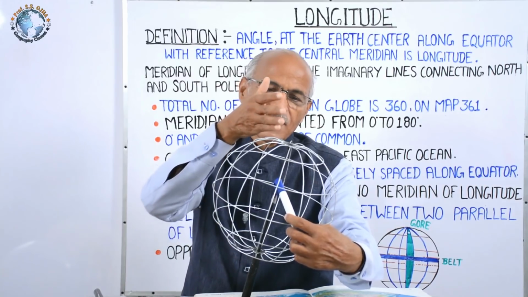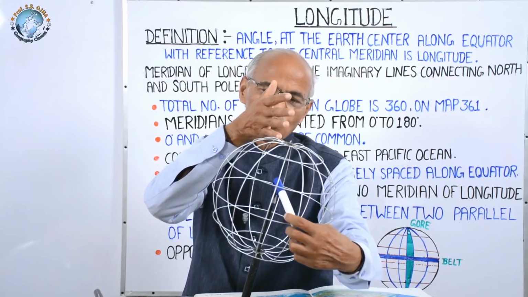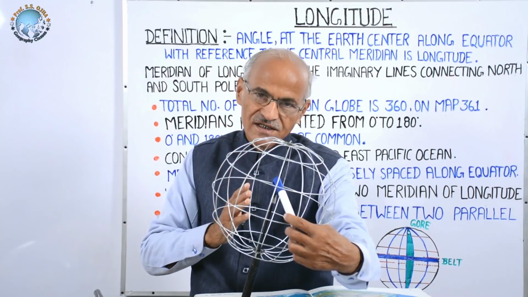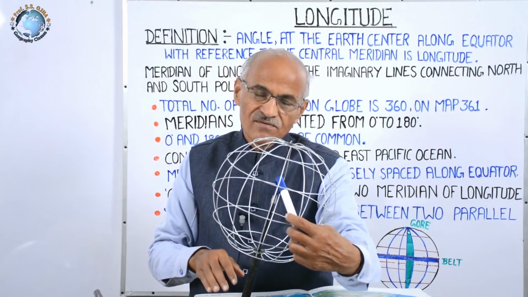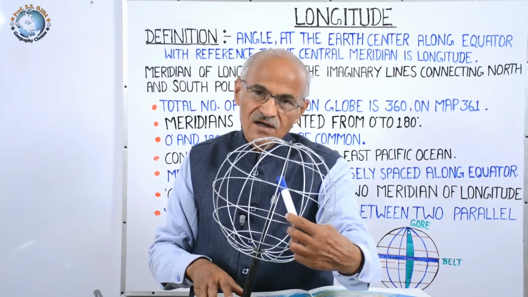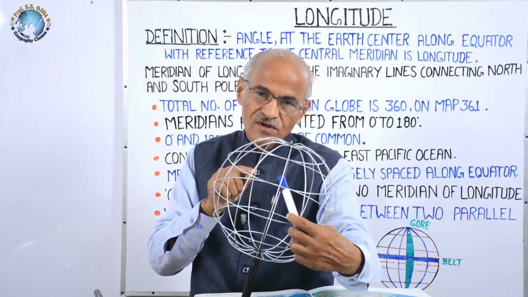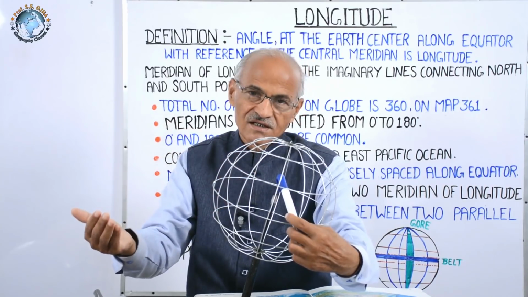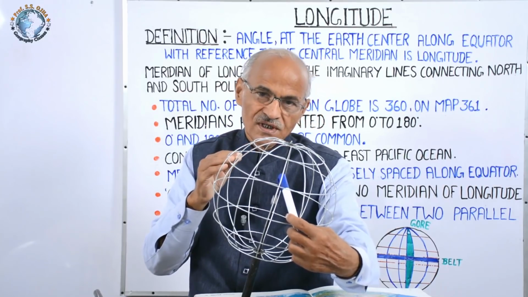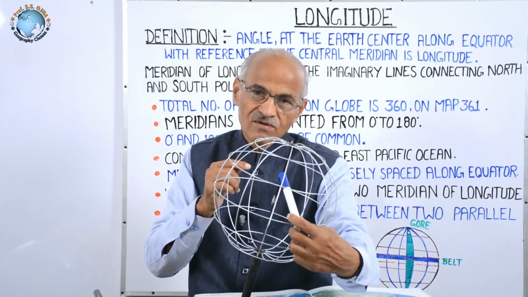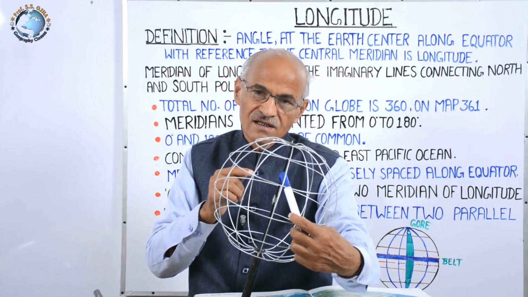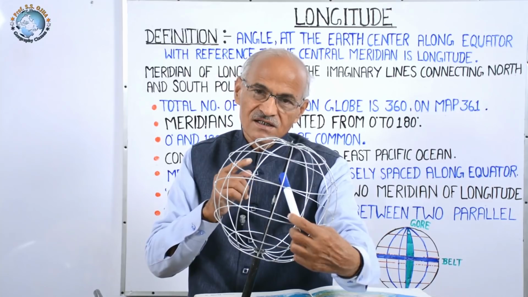Now let us see, if we cut this globe at 180 and spread it out, how many meridians of longitude will be there on the 2D world map? This 180 will be seen on the west side and on the east side both. It means on a 2D world map, the number of meridians of longitude will not be only 360. Rather, their number will be 361.